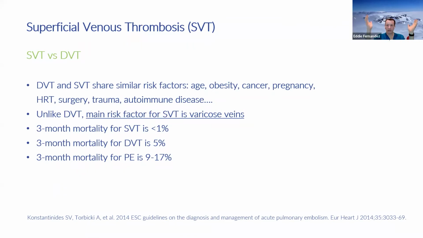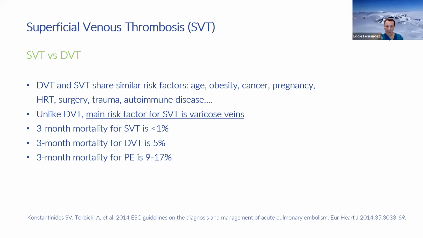They're so different, yet so similar. So why are we looking at them in their own separate bucket? Well, SVTs and DVTs do share similar risk factors: age, obesity, cancer, as mentioned. But unlike DVTs, the main risk factor of an SVT is a varicose vein. So if you have a patient with varicosities, they have a higher risk of SVT.